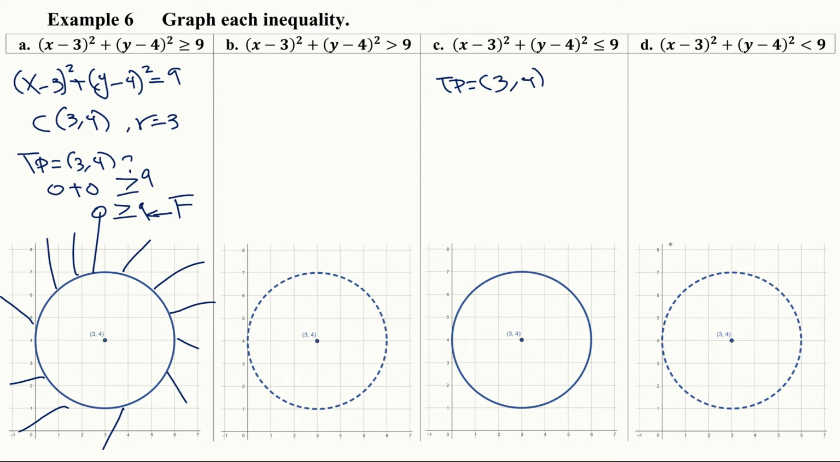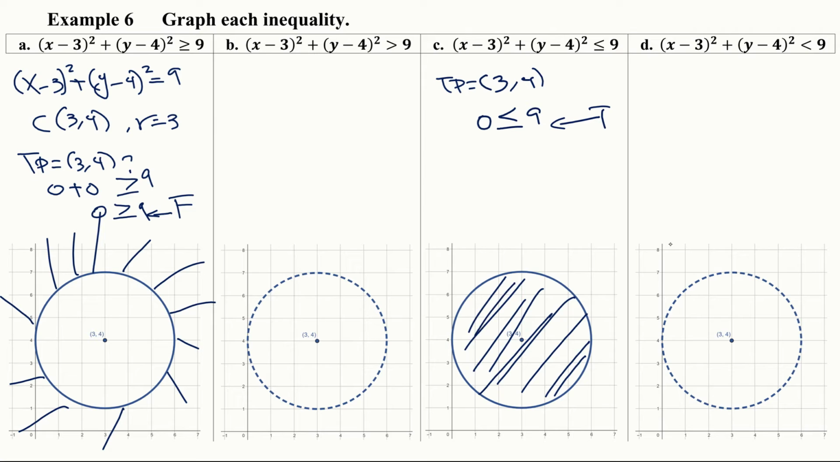So in other words, if we use the same test point here, we would have had 0 plus 0, which is 0. Is that less than or equal to 9? Yes, that's true, right? We don't need the question mark at that point because it's true and it's verified. So for this one, you would shade on the circle or inside the circle, right?